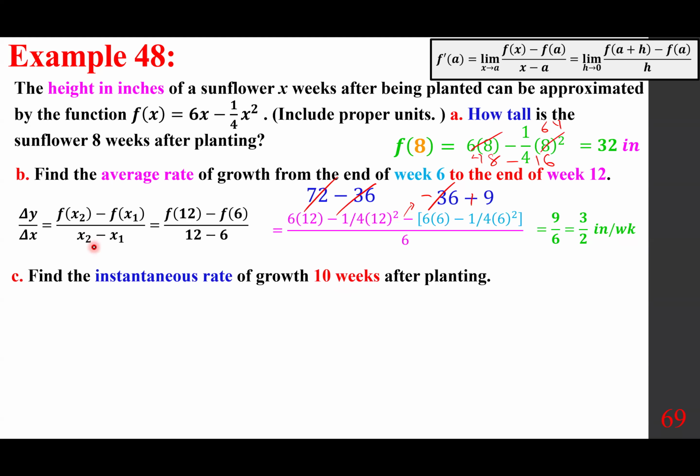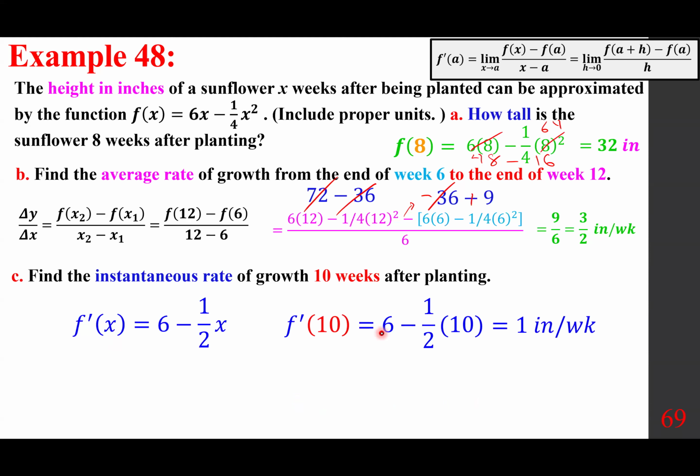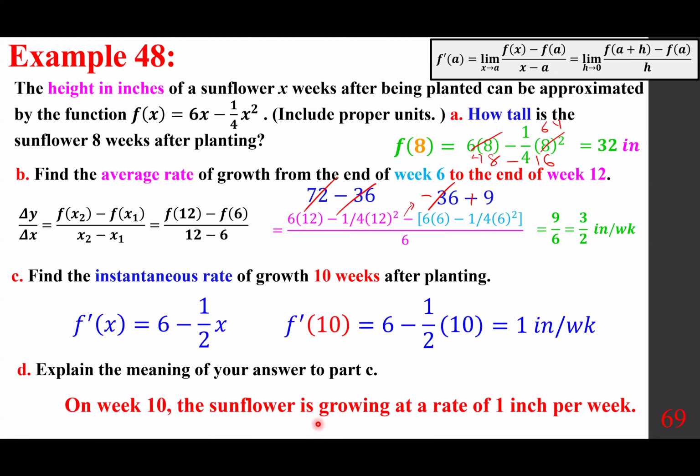Find the instantaneous rate of growth 10 weeks after planting. That means differentiate. In general, one point in time is differentiation. So f prime of x is 6 minus 1/4 times 2, which is half of x. And now after 10 weeks, replace it with 10. Half of 10 is 5. 6 minus that is 1 inch per week. What does it mean? After week 10, the sunflower is growing at a rate of 1 inch per week.